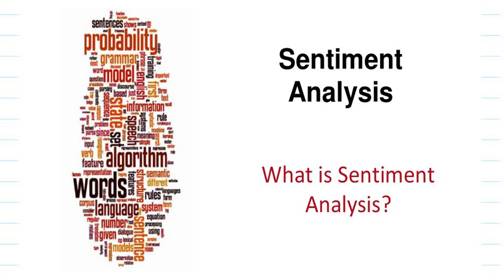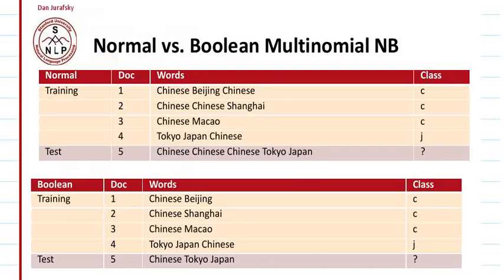So we will be taking up the multinomial naive Bayes. Let's see what is multinomial naive Bayes, and then we will be seeing the Bernoulli naive Bayes, and then we will be comparing the two. So this is the problem set that we will be taking.